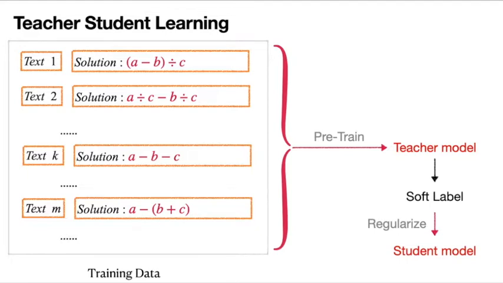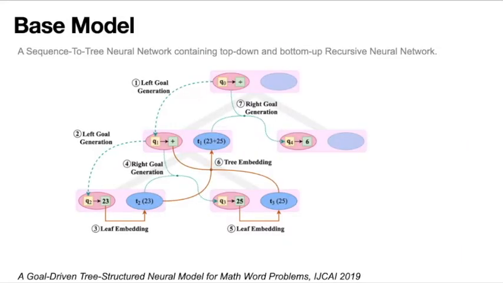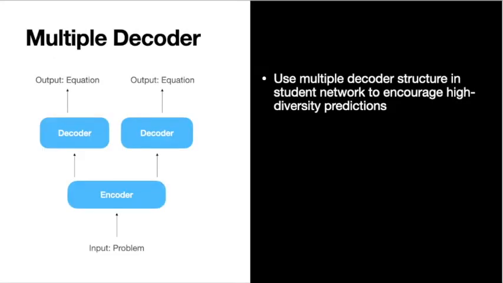Second, in order to encourage high-diversity predictions, that is, solution expressions, from the student network, we made some modifications on model structures. In total, we use multiple decoders instead of a single decoder. This multi-head design naturally incorporates diversity in the architecture both during training and inference. Besides, aiming at getting different outputs from different decoders, we try to feed latent variables to different decoders.